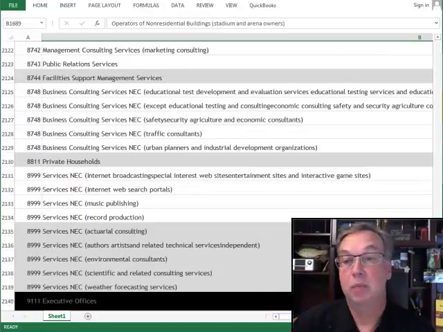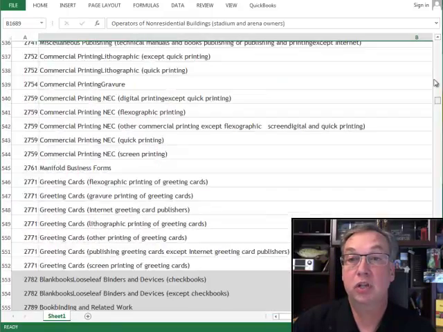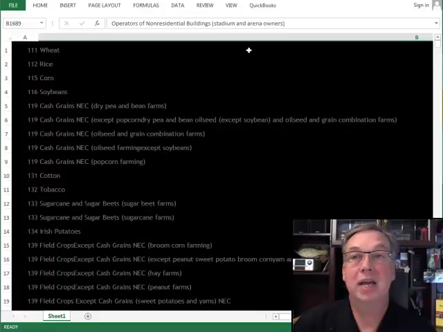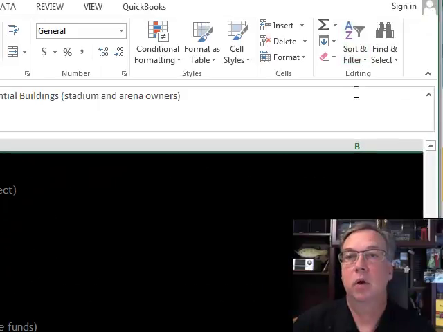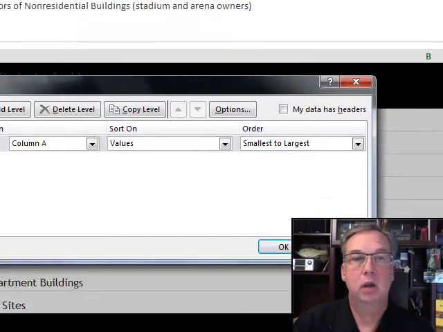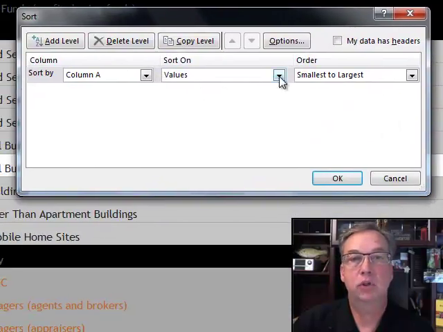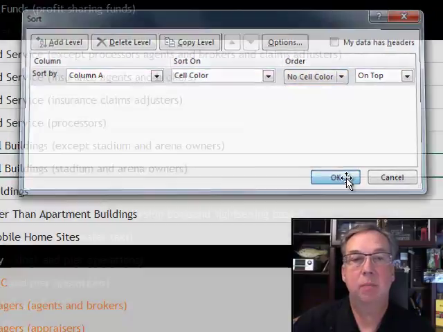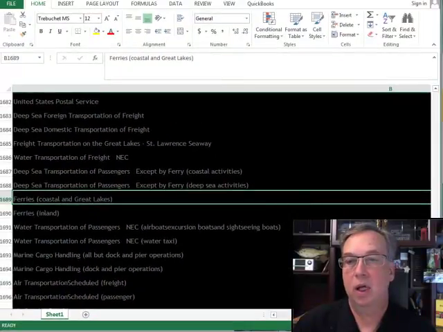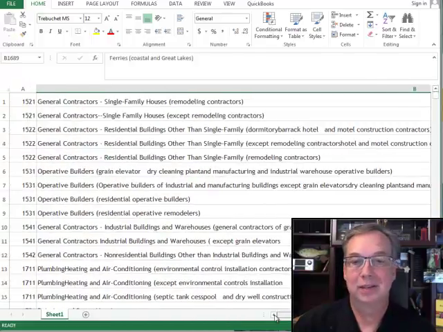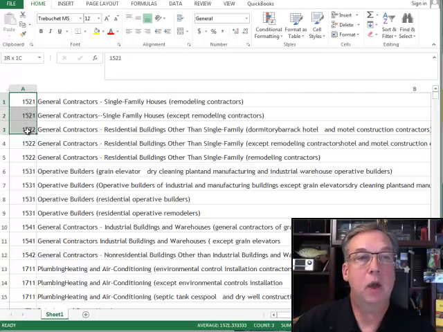Okay, so this is what we're going to do. Let's assume that everything in white, I just scrolled back up to the top, everything in white is actually what we want. Here's the sort. We're going to do a custom sort. Column A, the first column, we're going to sort it by color, and no color on top. If I just click OK, look, it's going to resort everything for me, and only in my whites.